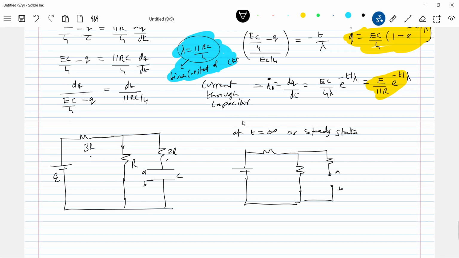Don't write C infinity, just leave it. So this is R, this is 2R, this is R, this is E. Calculate the drop across AB. Current will flow only in this particular branch, 3R and R. Why does no current flow there? Because there's an open circuit. I want VAB, so give polarity plus minus. What is the expression for I? I equals E by 3R plus R, that is E by 4R.